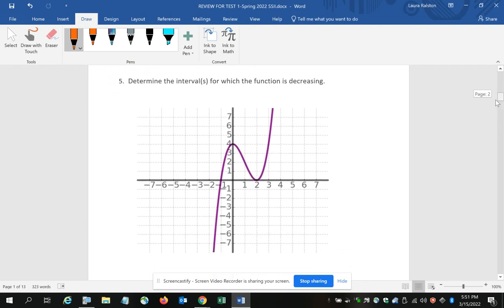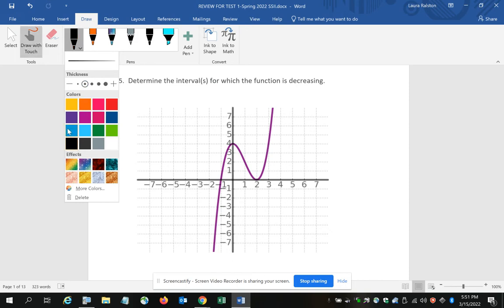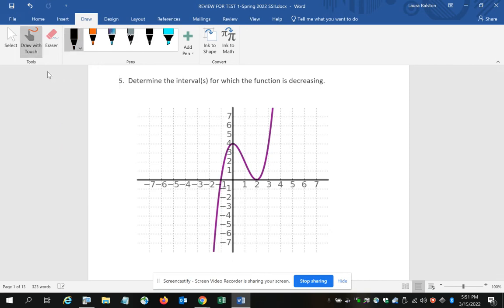Question 5 asks you to determine the intervals where the function is decreasing. Okay, here again, don't overthink this. There's fancy math definitions, but decreasing would imply that the graph appears to be going down. The other thing that you need to remember is that when you are stating these intervals, they're stated in terms of the x value. Okay, they're always stated in terms of the x value.